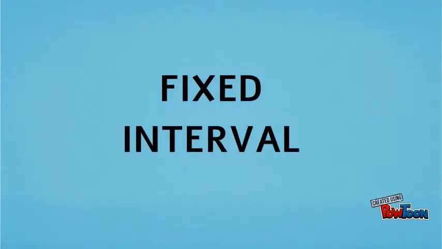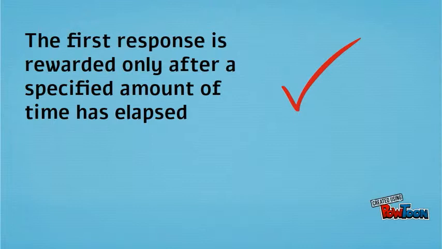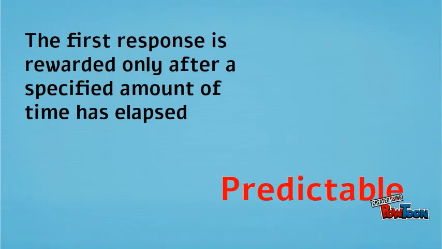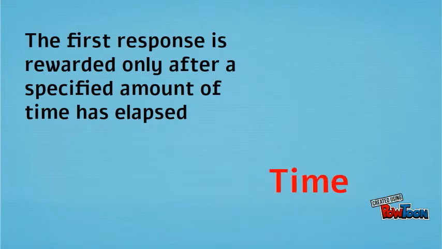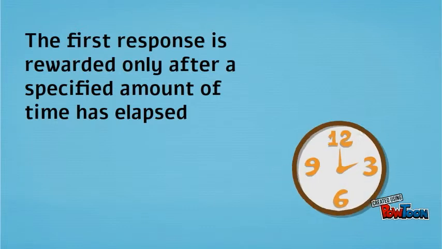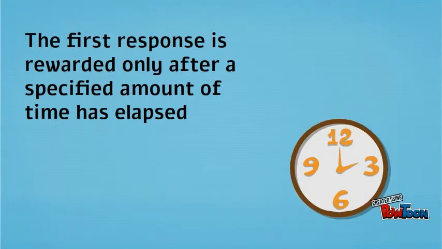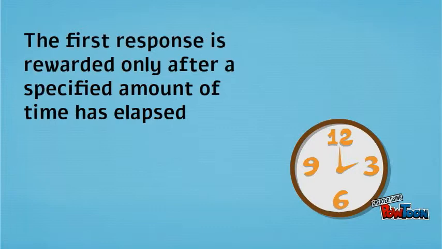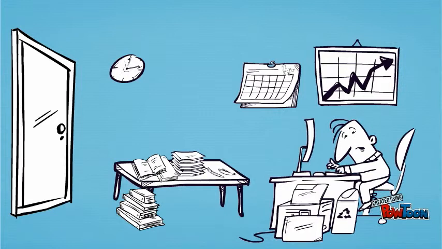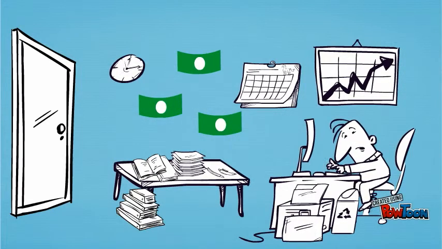A fixed interval schedule is where the first response is rewarded only after a specified amount of time has elapsed. Fixed schedules are predictable, like fixed ratio, but interval schedules deal with time rather than the correct number of responses made. Intervals are used to describe measurements of time, so think of interval schedules as dealing with the time elapsed during reinforcement. For example, Ronald works in a business firm on salary. He knows that he will receive his paycheck of $5,000 every 2 weeks despite any overtime.